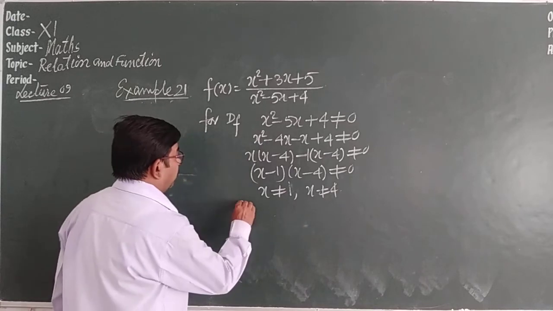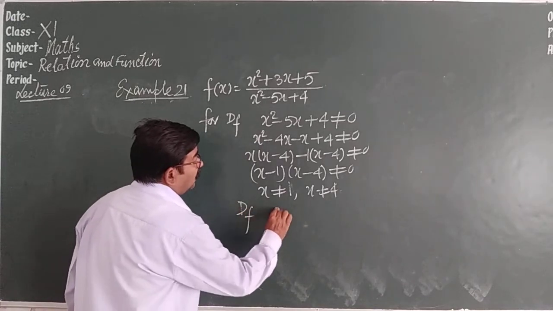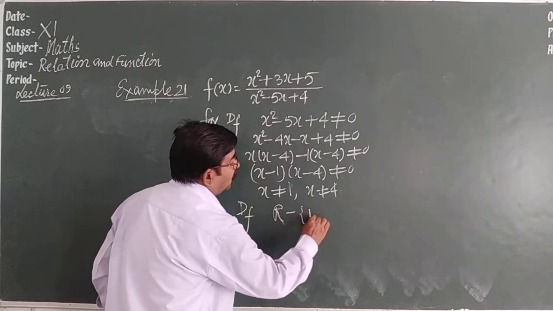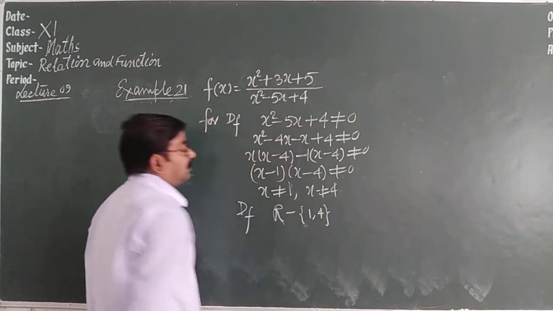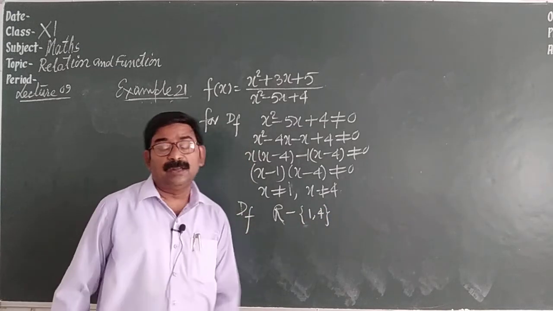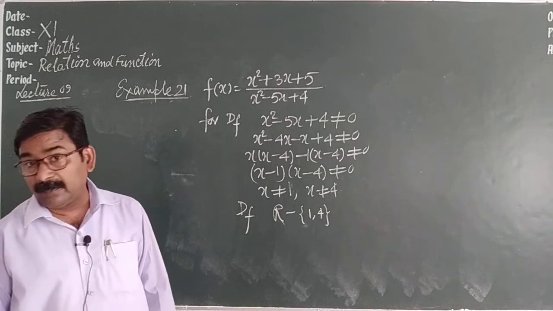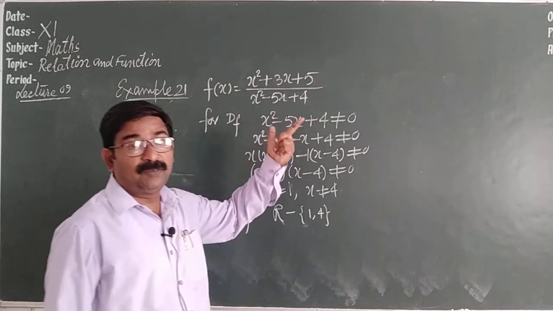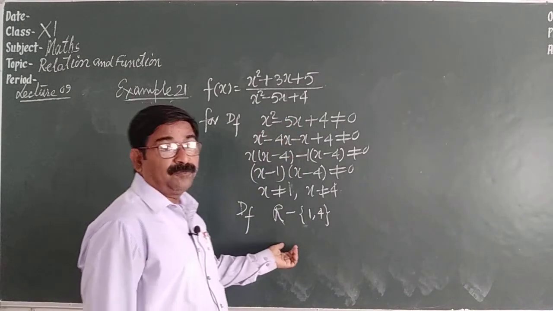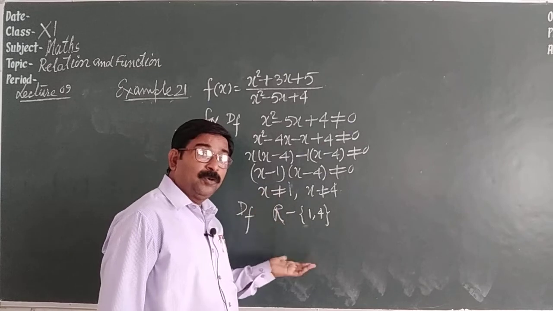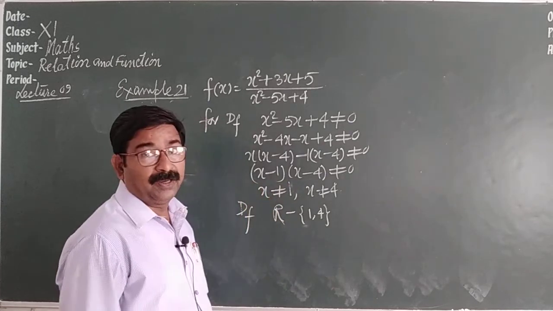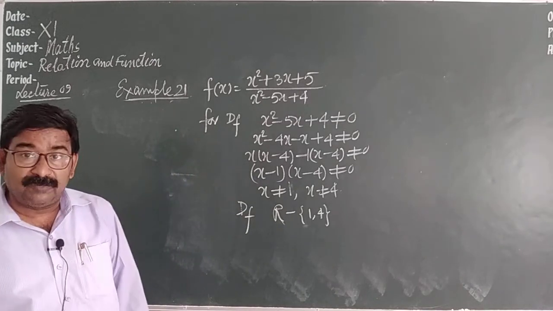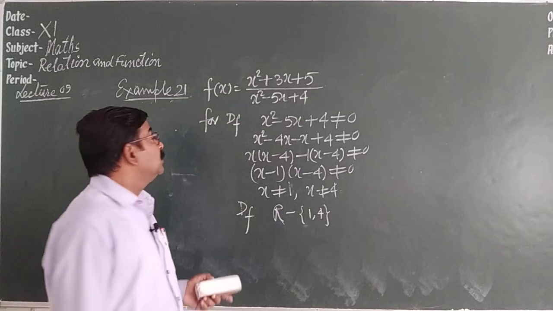So what is the domain? The domain of the function is all real numbers, but 1 and 4 will not be there. All real minus {1, 4}. Because if you put 1 and 4, it becomes 0, so the function will not exist. So for existence of the function, we can put all real numbers, but 1 and 4 we cannot put there. Got it? So it was a very simple question, and one more question is given in the exercise. You can see it.